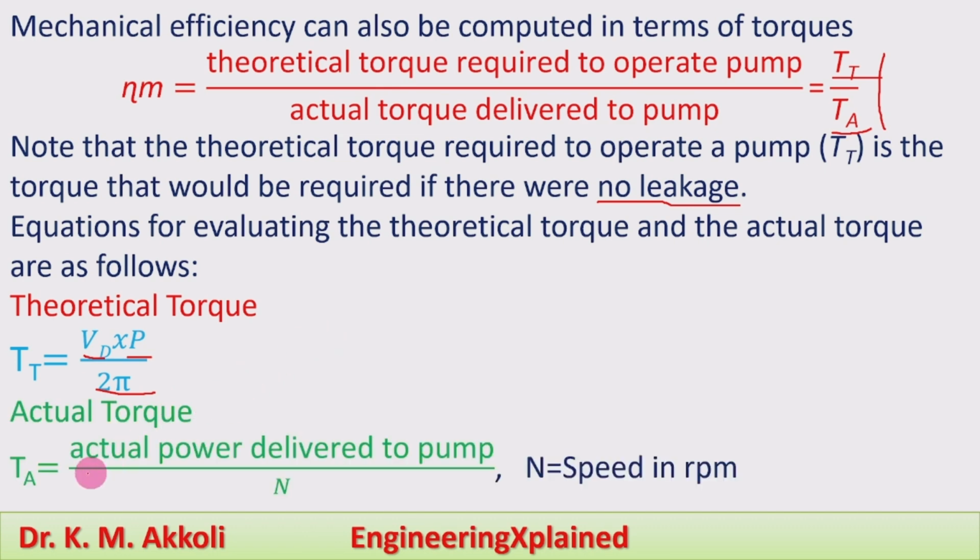And the actual torque is given by TA, the actual power delivered to the pump divided by N, its speed in RPM. That is the actual torque, and by using these two torques we are going to find the mechanical efficiency.